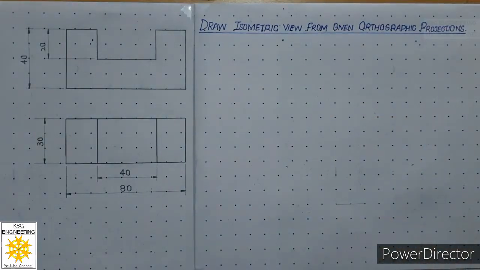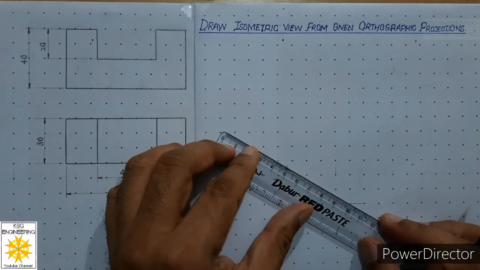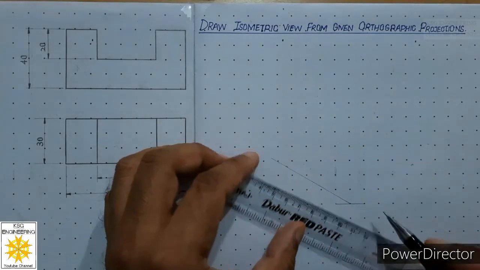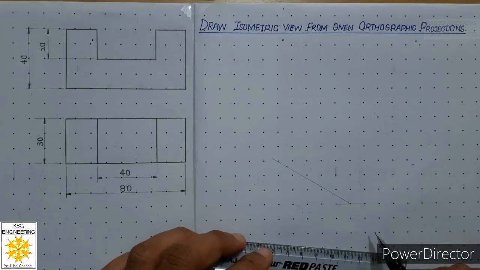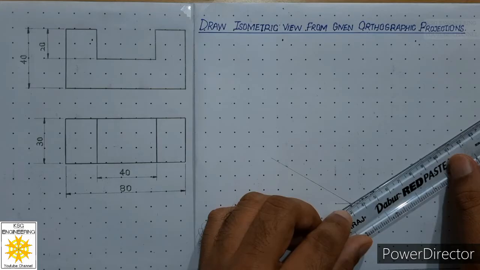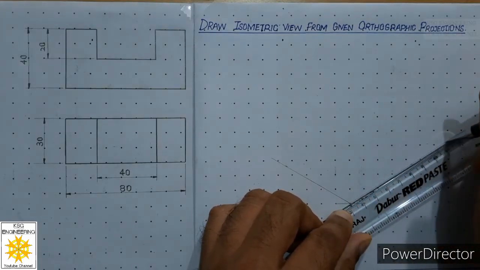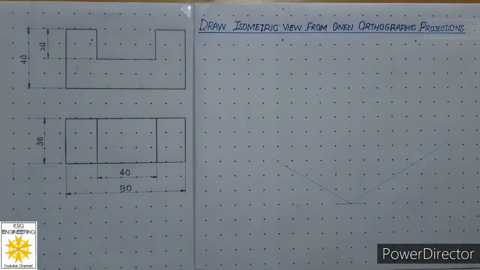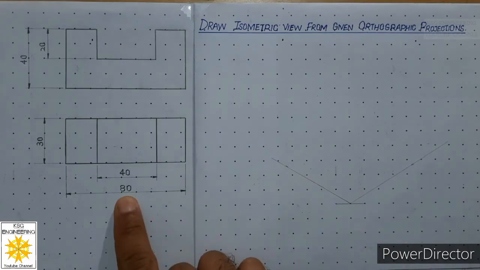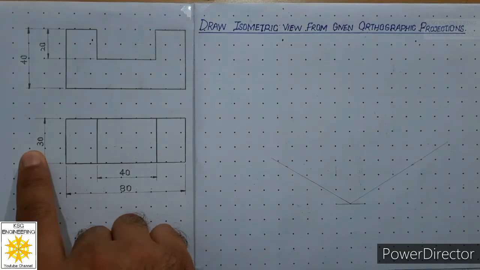After that, we will align these 2 points with the help of scale and we will draw a continuous thin line over here, which will be the first isometric axis. Then we will align these 2 lines and we will draw the second continuous thin line, which will be the second isometric axis. After that, we will cut this axis equal to the length of the object, which is 80 millimeters, and we will cut this axis to the width of the object, which is 30 millimeters.